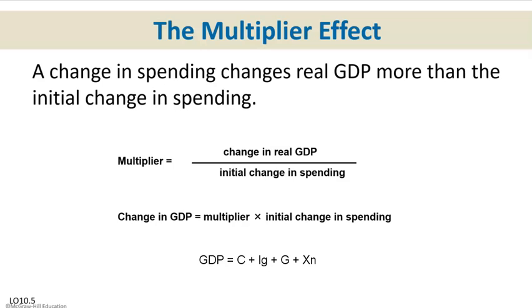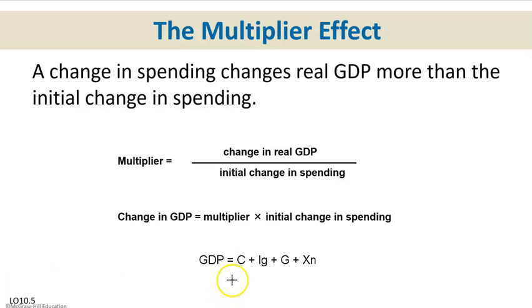In this video, we're going to be talking about the third relationship. And this one is called the multiplier effect. It's the relationship between an initial change in spending and the resulting change in GDP.